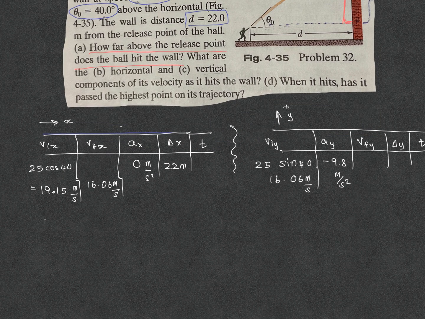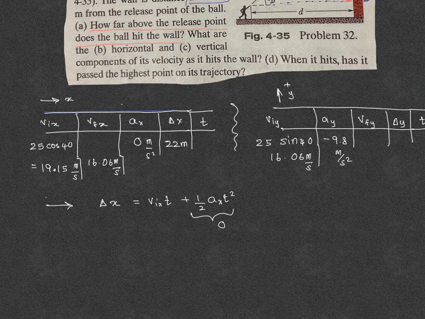So let's start with the delta x equation. V initial along x direction times t plus 1/2 a_x t squared. I don't want to make the videos too long, so you can slow it down, or you can just come back and listen to this. And delta x is given to us as 22. V_ix, we have it as 19.15, and using this you can find t, and the t would be 22 divided by 19.15.